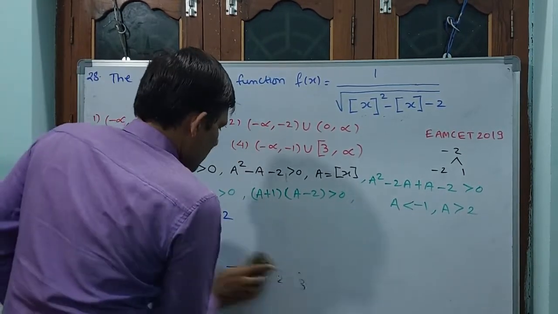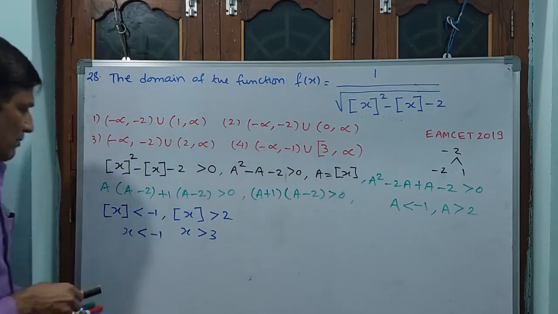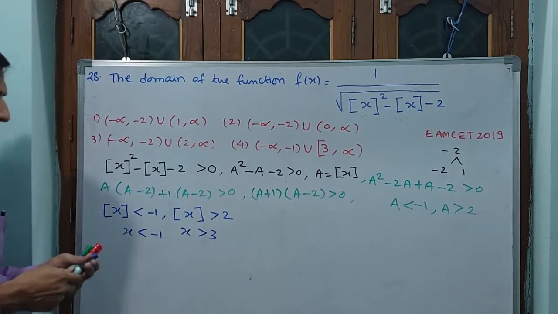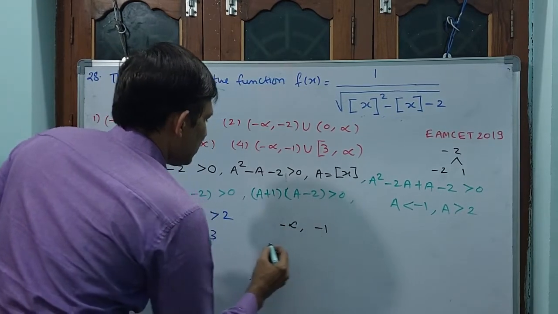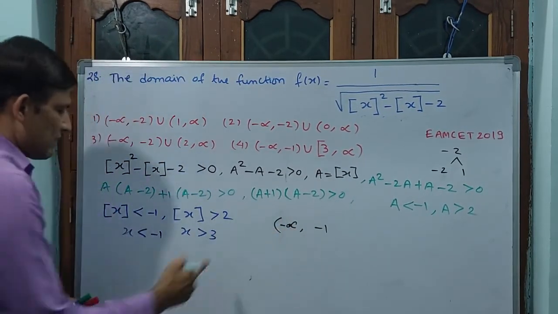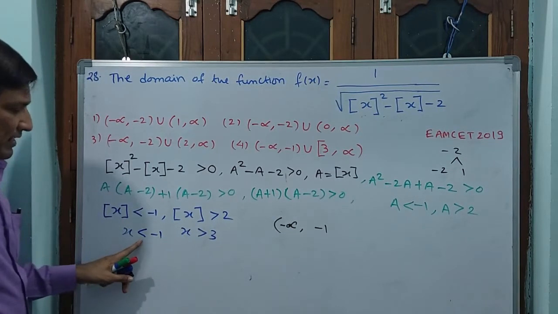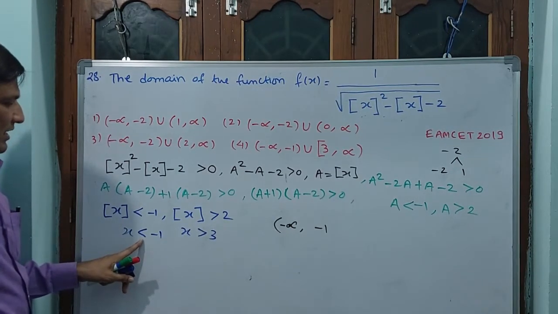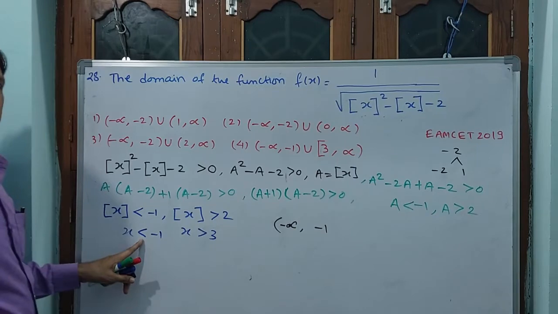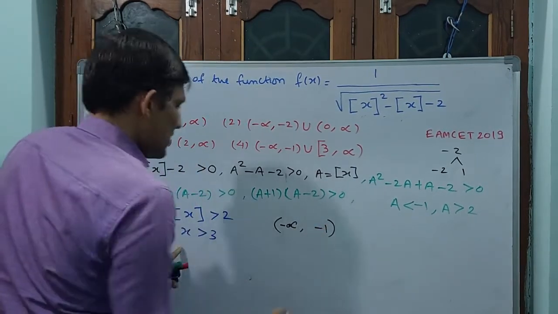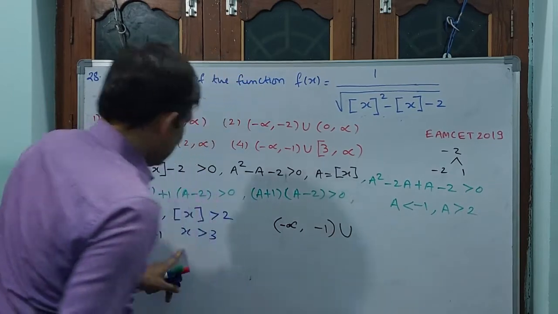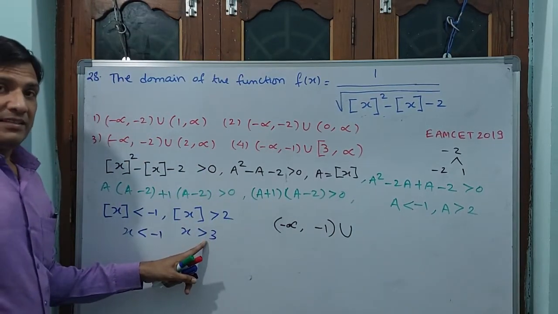Okay, now what will happen? By seeing this, x should be less than minus 1, which means you see minus infinity to minus 1. Infinity is always an open interval. But is 1 an open interval or closed interval? You see here, open interval. That means you have to keep it open. Then union, greater than 3.